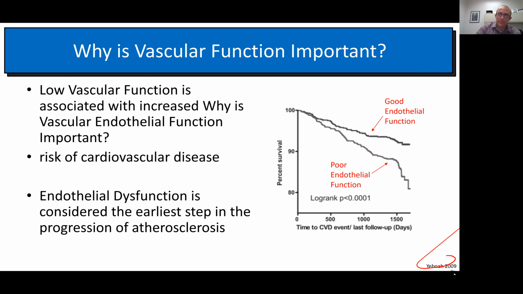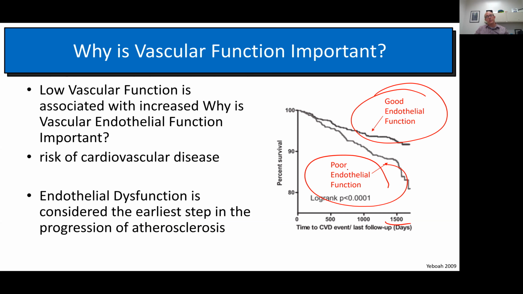on a bunch of people, and then they followed them for several years. What is this? 1,500 days. What is that? Like 5 years, somewhere around 5 years. So they measure their endothelial function or vascular function day one, and they follow them for 5 years to see what happens to them. Individuals that had good endothelial function at baseline on day one had a much lower risk of having heart attack, stroke, and all these other things than individuals that had poor endothelial function at baseline.